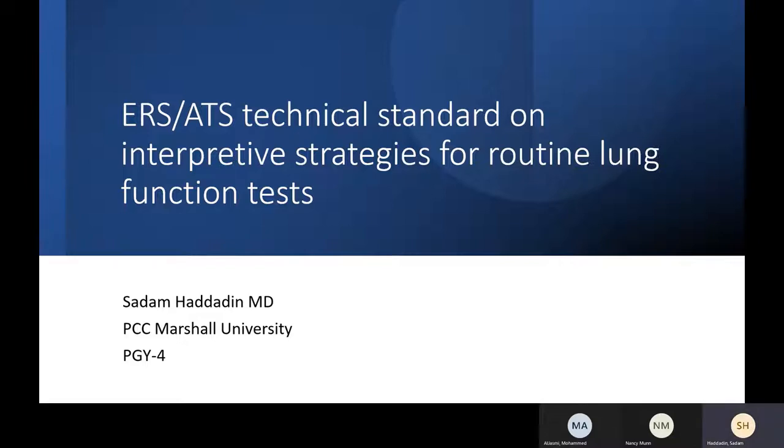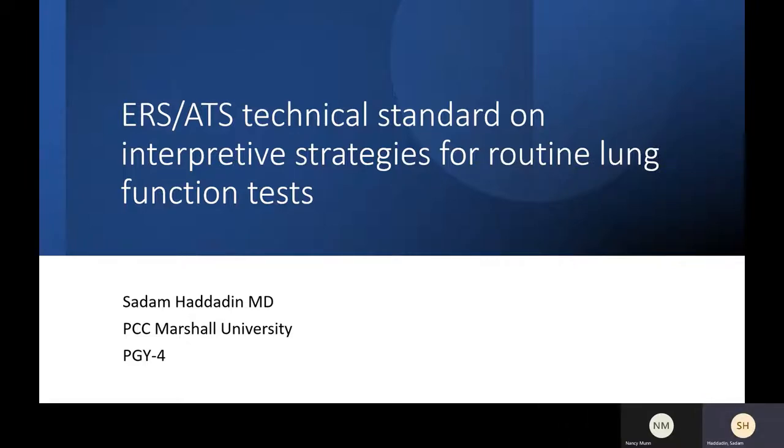The major difference between both of them is the extremes of age. NHANES contains people from age 8 to 80, but the GLI is more like 3 years up to 95 year olds. So GLI contains NHANES, so it's wider, and the number of patients was more in the GLI. The GLI is the Global Lung Function Initiative.